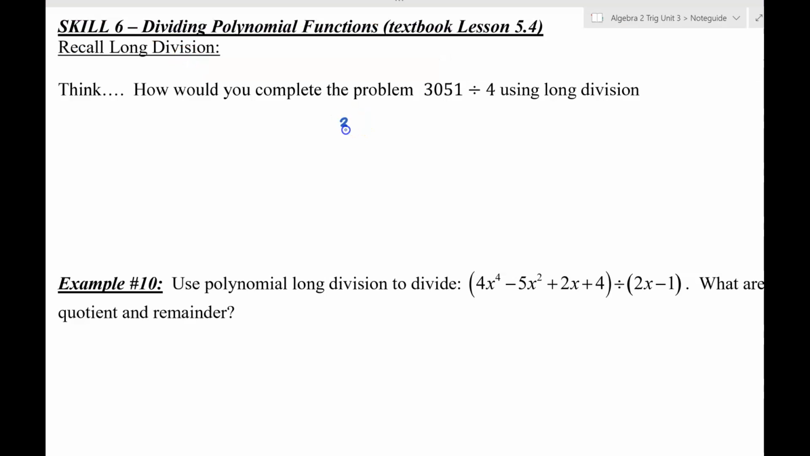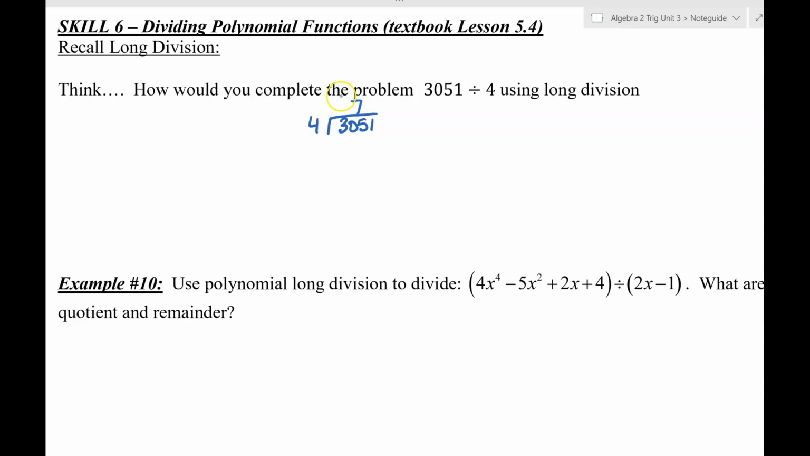So if I was taking 3051 and dividing it by 4, my first goal would be to try to make the number as close as possible and see if there's any leftovers. And we do that by looking at the higher place values and trying to match that first, and then working our way towards the right. And we're going to do that same thing with our polynomials. So since 4 can't go into 3, we look at 30, and 4 goes into 30 7 times.